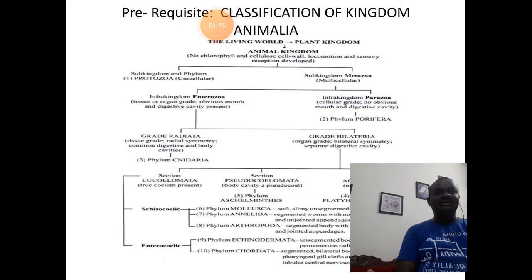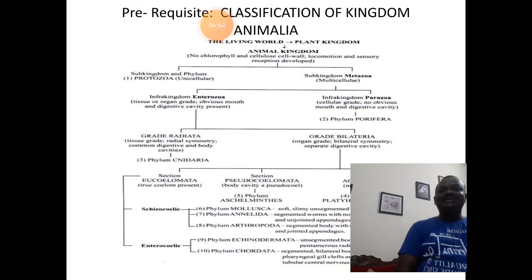Well, students, whether it is two kingdom classification, three kingdom classification or five kingdom classification, we find one common kingdom, the Animalia. We need to know something related to this particular classification of kingdom Animalia as a prerequisite. So this forms the basis actually for your syllabus.